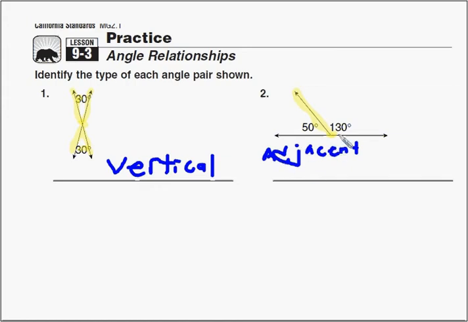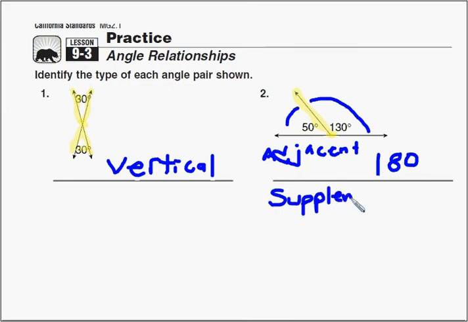So they're adjacent, but they're also, if you add the two angle measures up, this one's 130, this one's 50, you get 180. So we say they're supplemental angles, meaning if you added together, they make a straight line. Supplemental. As opposed to complementary. Complementary would form a 90-degree angle.